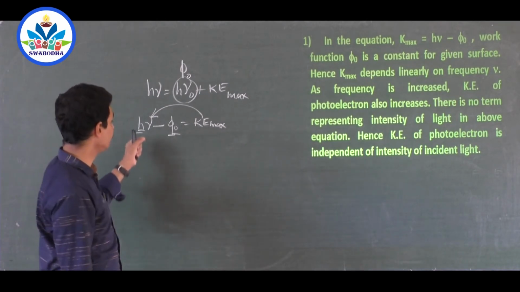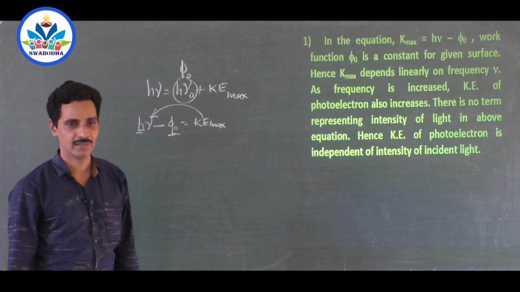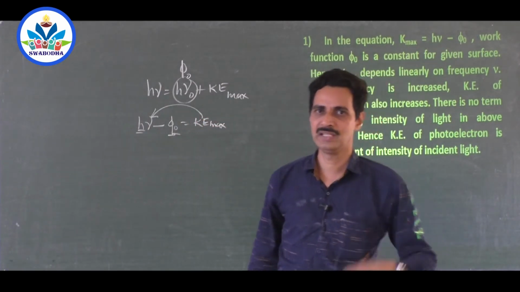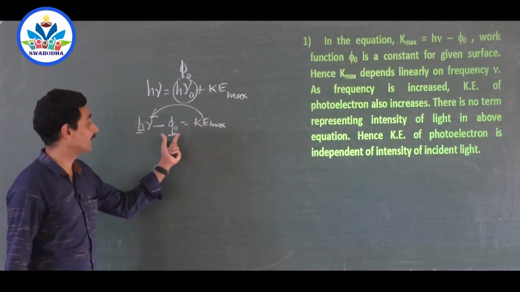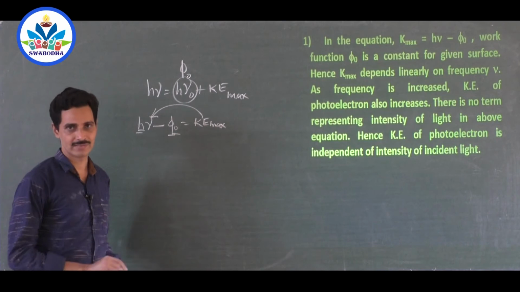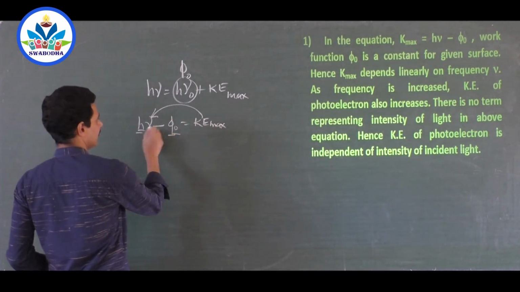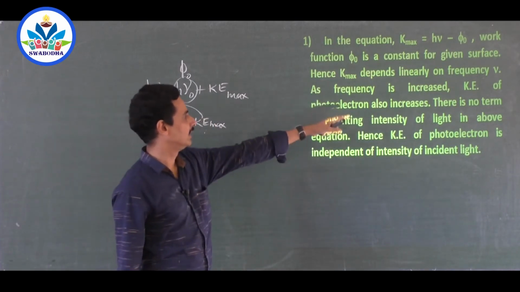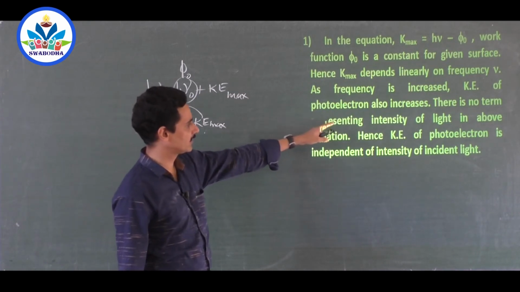That means the more the frequency of incident radiation, the more is the kinetic energy. The more money your father gives you, the more will be the remaining money with you, right? Because the money you spend for traveling, phi naught, is a constant. So phi naught is a constant, h is a constant, so the kinetic energy of the photoelectrons increases with frequency linearly. Yes, as the frequency is increased, the kinetic energy of photoelectrons increases.